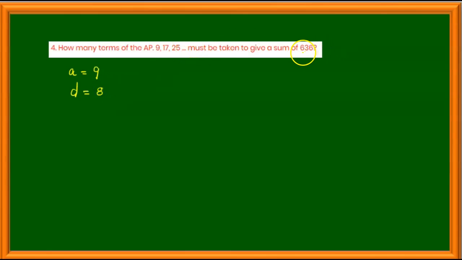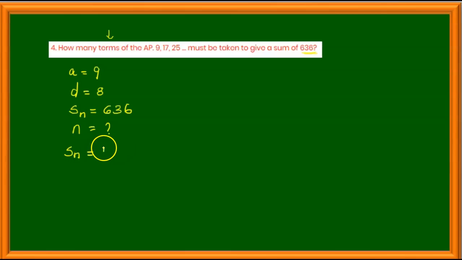And also given 636, what's that? That's the given sum. Sn it is given, correct? Sn it is given here 636. N it's not given, N we need to calculate. So N it's what? That's the question. So how to do this one? Simply substitute the values in the Sn formula.